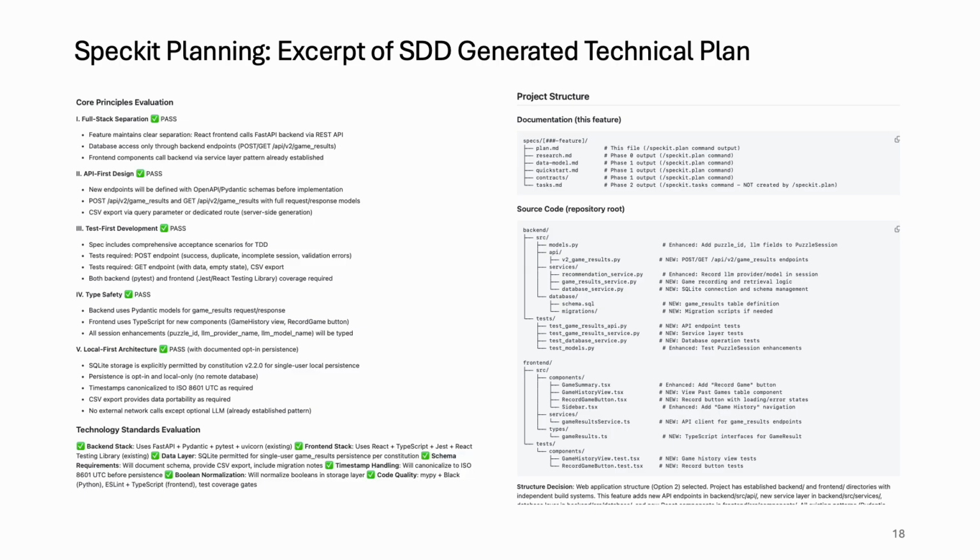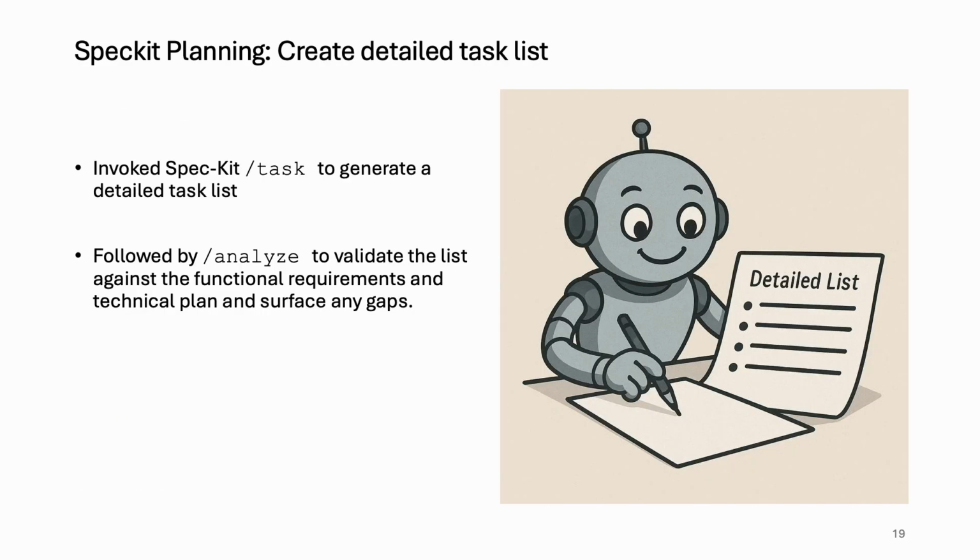This is where Speckit turns intent into implementation. With the technical plan in place, the next step is creating the task list. I use the Speckit /task command to generate a detailed, ordered set of implementation tasks. Then I ran /analyze to validate those tasks against the requirements and the technical plan and to surface any gaps. The result is a task list that's explicit, traceable, and ready to execute, so both humans and AI agents know exactly what to do and in what order.